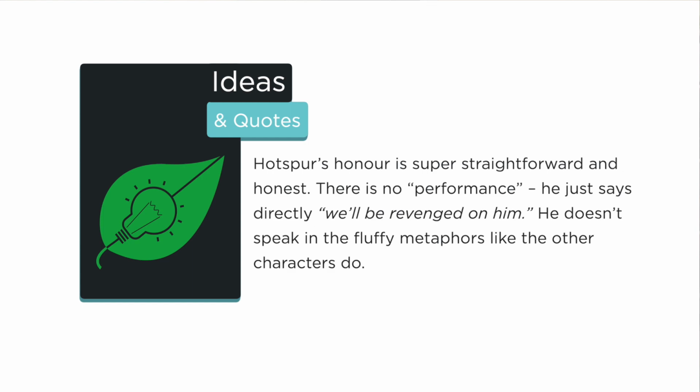We being Hotspur and all his mates who want to get King Henry back. So I guess we can see here he's not speaking in the sort of fluffy metaphors, talking about trees and groves like King Henry does, and a lot of the other characters do. So then, if we're not talking about metaphorical, figurative, poetic language here, what's the technique that we're using?